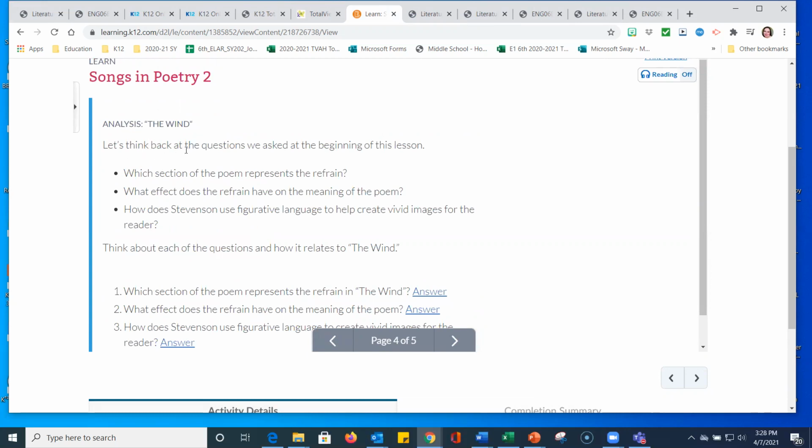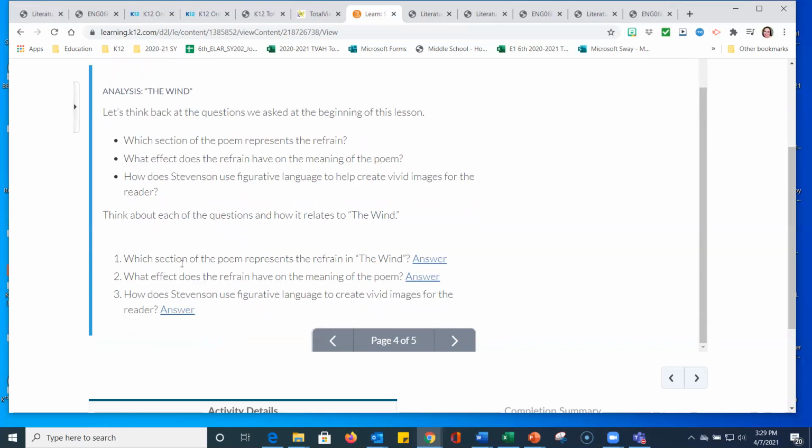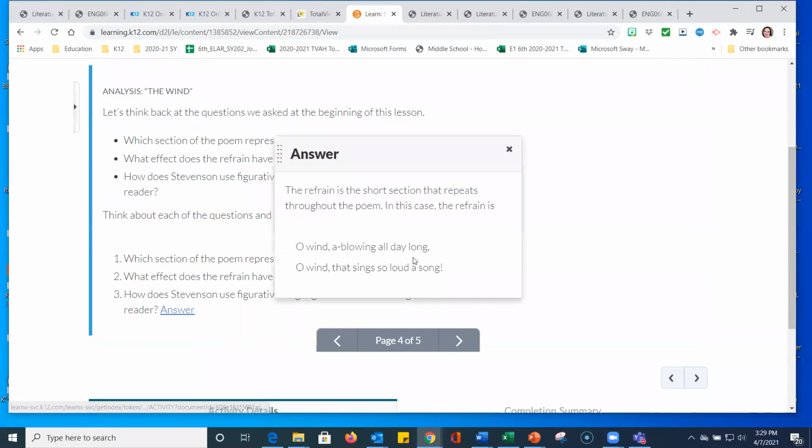Analysis: The Wind. Let's think back at the questions we asked at the beginning of this lesson. Which section of the poem represents the refrain? What effect does the refrain have on the meaning of the poem? How does Stevenson use figurative language to help create vivid images for the reader? Think about each of the questions and how it relates to The Wind. Which section of the poem repeats the refrain in The Wind?